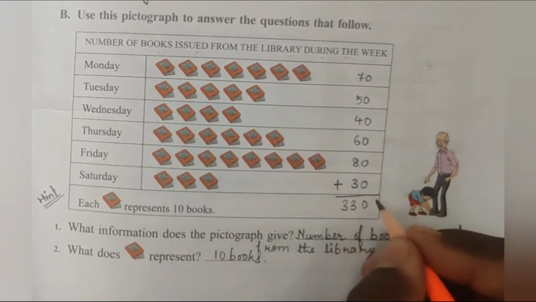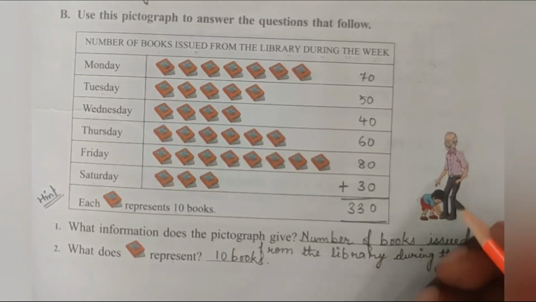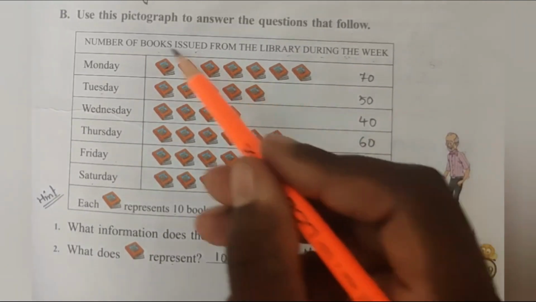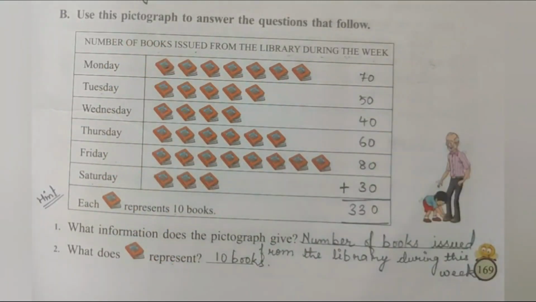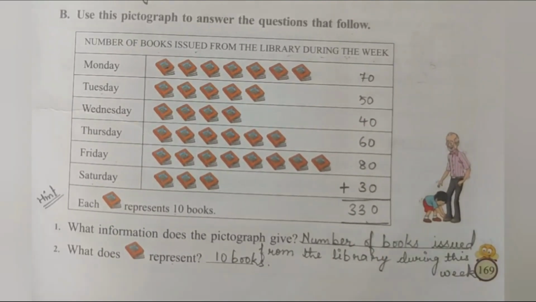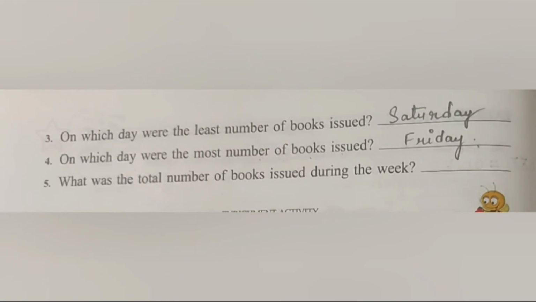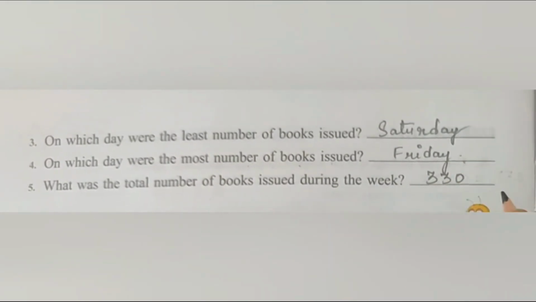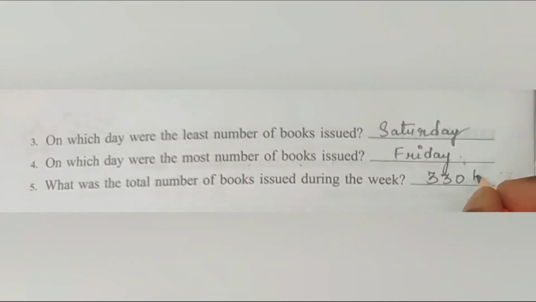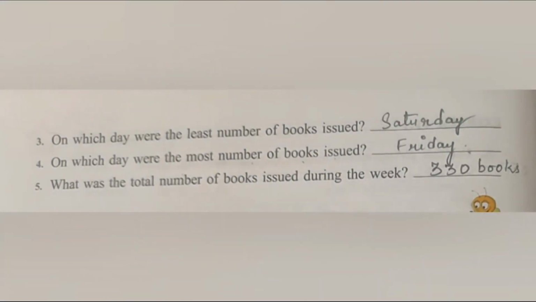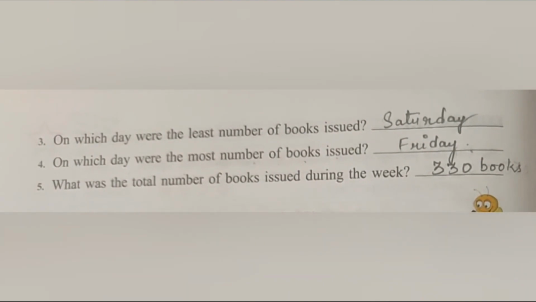So here we have 330 is actually the total number of books that was issued during this week. So this answer we are going to write it in question number 5. So here we are going to write answer as 330 over here, or you can mention books also, that is 330 books. Understood how you have to do it? Very good.